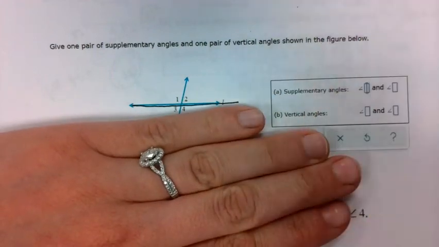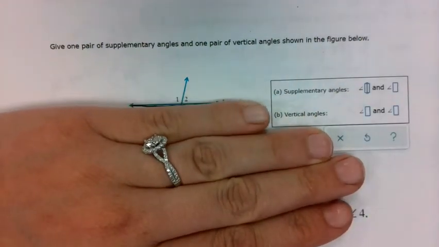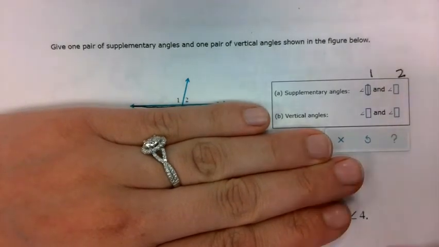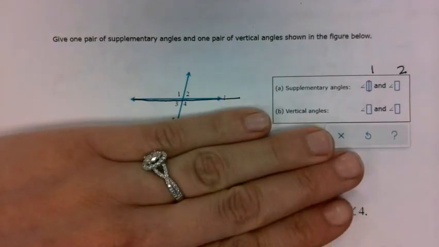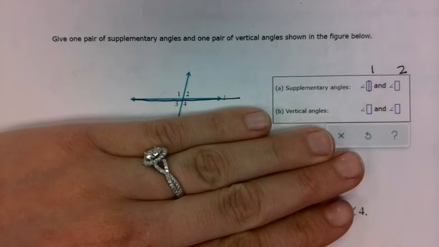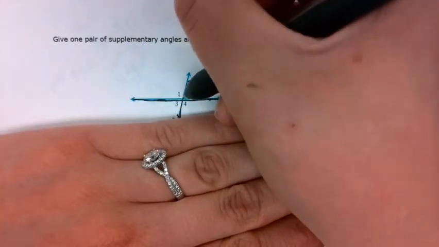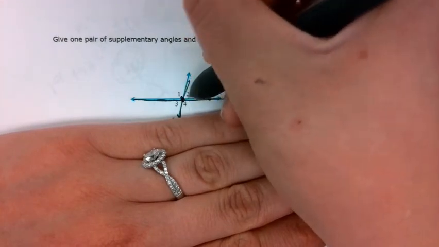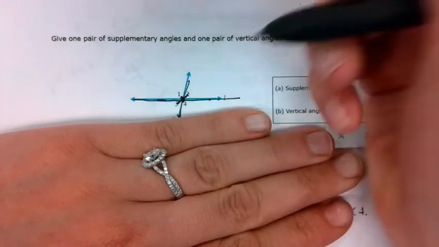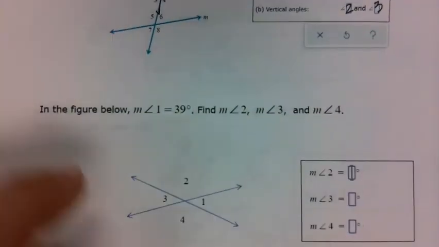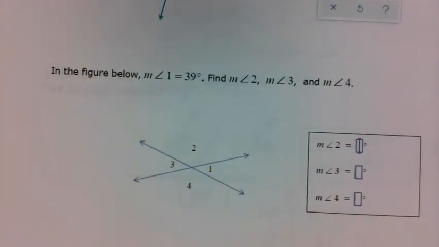Supplementary, look for a straight line, ignore the rest. What's a pair of supplementary? Even ignore the bottom part of the line. 1 and 2. Vertical, ignore one half of that diagram. Just find one pair of lines that cross. Okay, there's two pairs of lines that cross. Find that vertex. Okay, what are two angles that meet only at that vertex? 2 and 3.